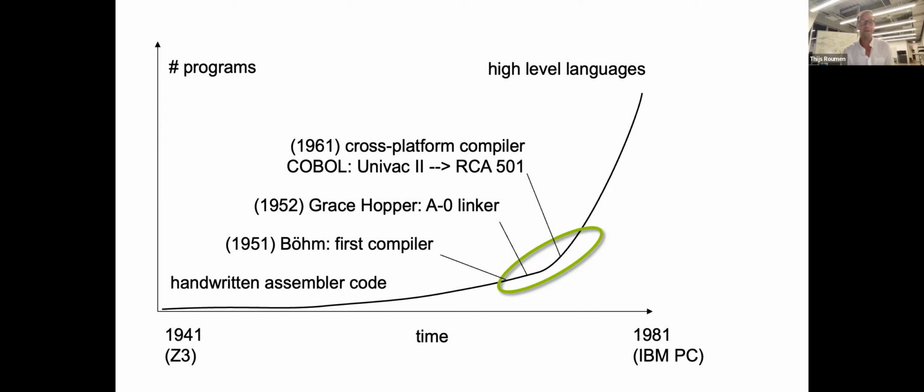About a decade later, the first cross-platform compiler was implemented. In the COBOL programming language, there was a piece of code that would actually execute on the UNIVAC 2 architecture as well as the RCA 501 architecture. And you would expect that by now people are extremely excited about the idea of portability and compilers. But it turned out it was not so much the case.